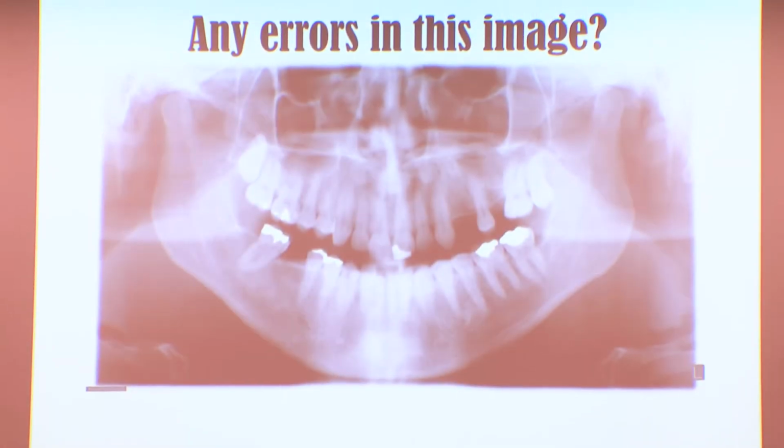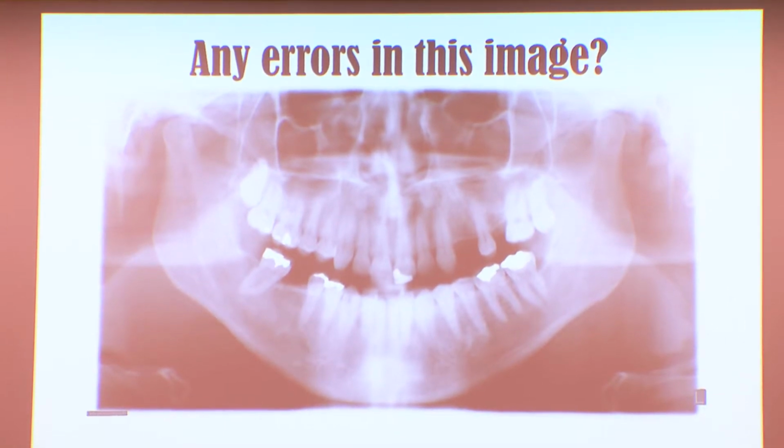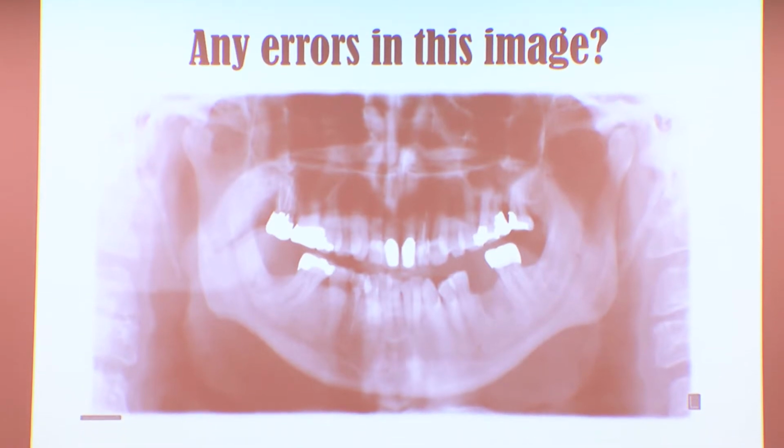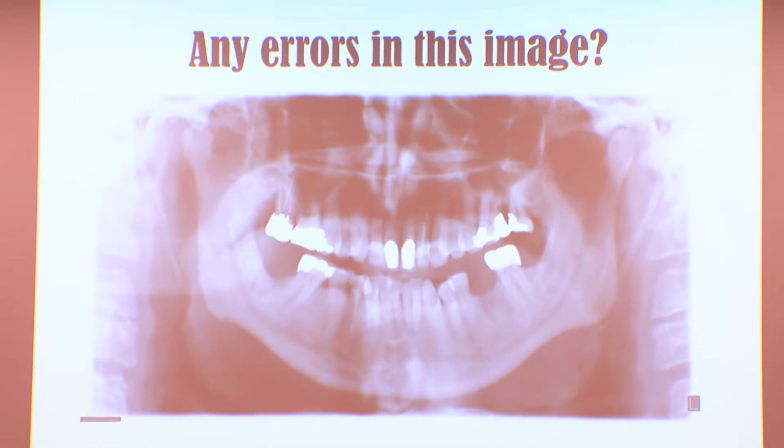So we're going to go over some images and pick out any errors that you might see, just so you can get used to how you're going to correct the image. So this one, any errors in this image? Chin was too low down, yes. Yeah, tongue was not flat against the roof of the mouth. There's burnout in the maxillary teeth. And then also the patient was too close to the machine.